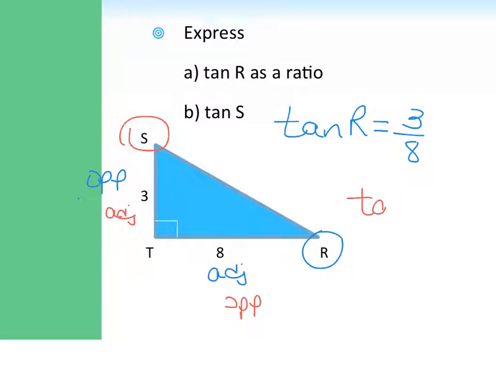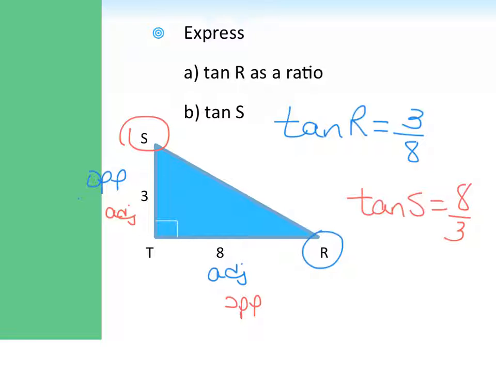Notice it's just flipped upside down. It's how you're looking at it from what angle. So this is how you're going to express it as a ratio. Yes? How would you do that as a calculator?